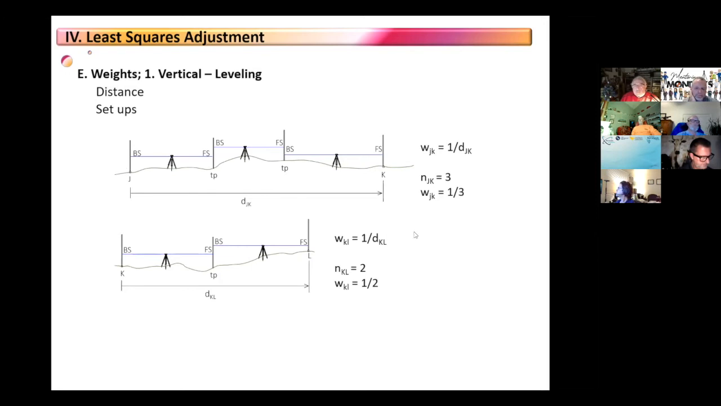The other one could be based on distances, where we expect more error to accumulate along this long distance than we do along this short distance. So we could make the weight inversely proportional to the distance, so that the longer distance is going to have a lower weight than the shorter distances. So those are 2 primary weighting criteria that we use for leveling. Pretty simple and straightforward for differential leveling.